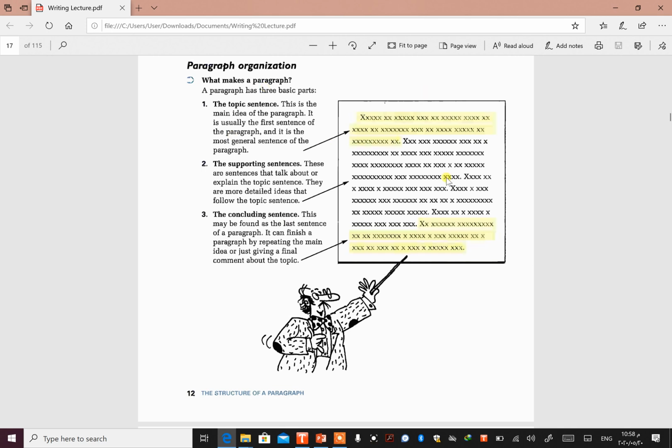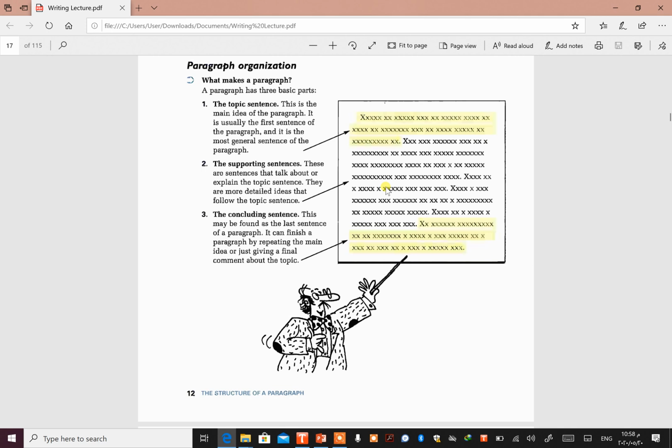Okay, so as I said, the paragraph should have all the time the three bars. The first one, if you see in the yellow, this is the topic sentence, or what we call introduction. The introduction may be one sentence or two sentences, but either way it should have the main idea. And then here for the supporting details, you're going to explain the topic sentence.